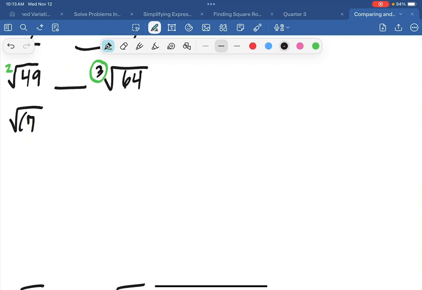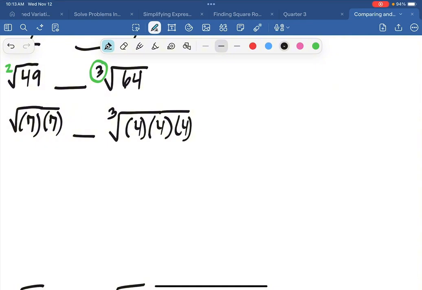Based on this, if we break down the square root of 49, we have 7 and 7. Also for the cube root of 64, we have 4 and 4 and 4. So if you extract, the square root of 49 is 7, and the cube root of 64 is 4. So obviously, the square root of 49 is greater than the cube root of 64.